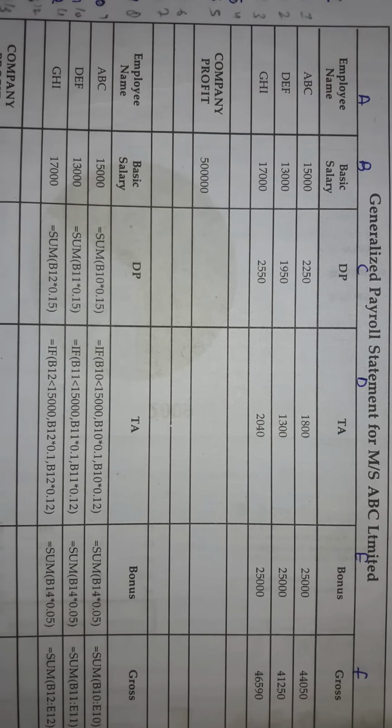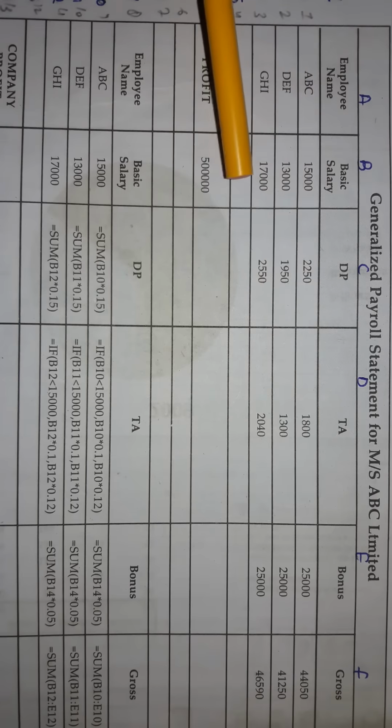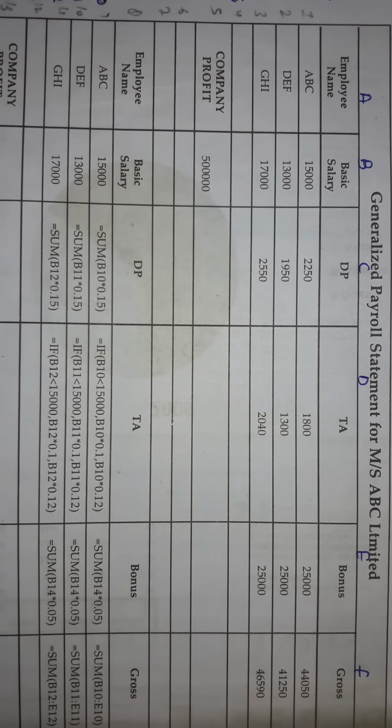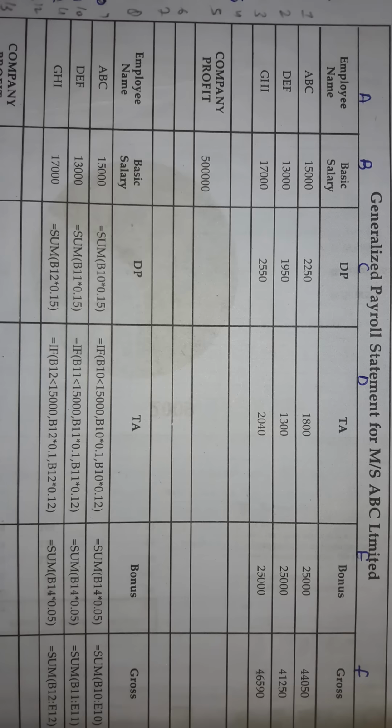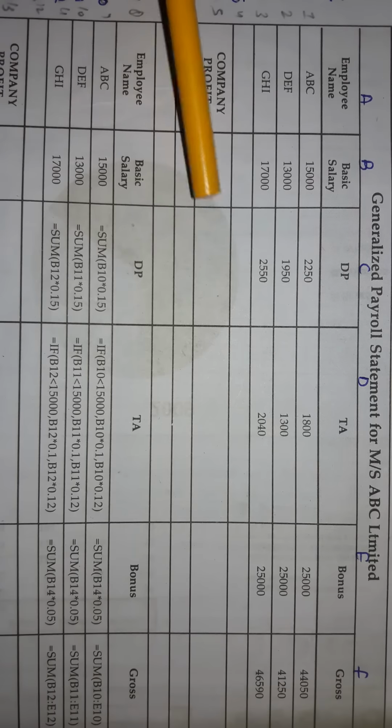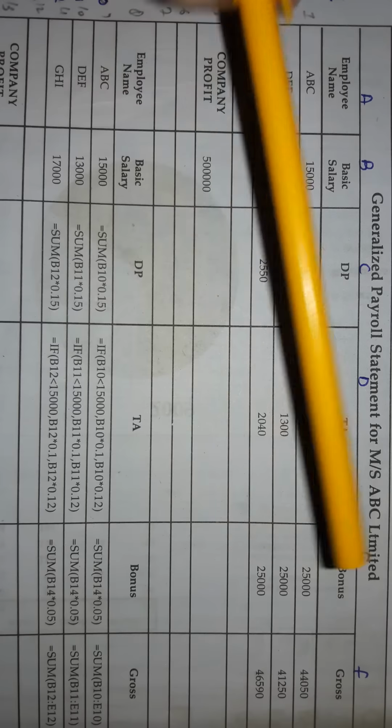So 12% of 15,000 is 1,800, you can see. Then 10% of 13,000 is 1,300, and 12% of 17,000 will be 2,040. Then your bonus. It was given in the question that the bonus is paid at 5% of company profit. So 5% of company profit, this 5 lakh, will be 25,000, 25,000 and 25,000.